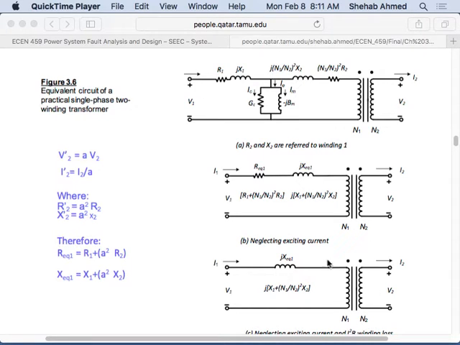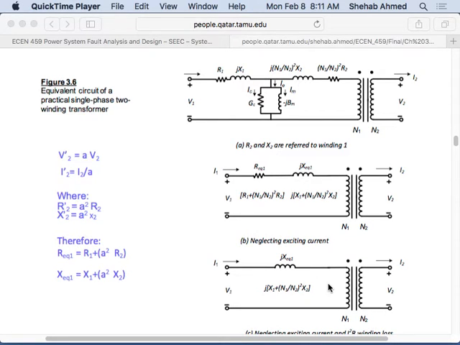And what is this now? The ideal transformer. This is nothing but the turns ratio stuff that we talked about. Nothing but the gearbox, right? VI in the primary is equal to VI in the secondary. So the transformer will typically be represented as that.